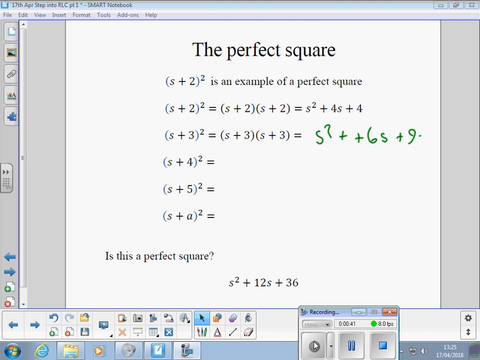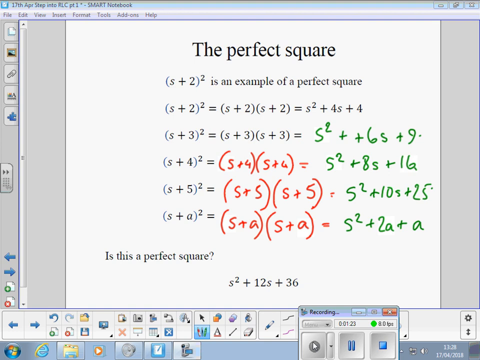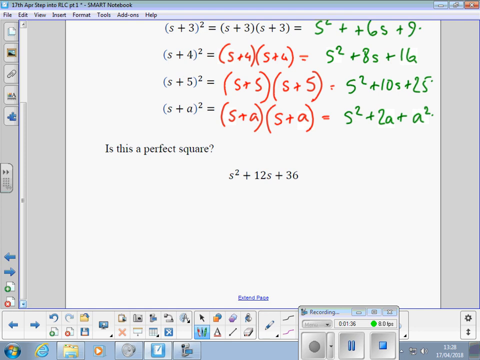You do 3, please. Right, what's the result of s plus 4 all squared? Yep. S plus 5 all squared, Jack? Lastly, s plus a squared. So is that expression that's what you said as well, I can't remember.